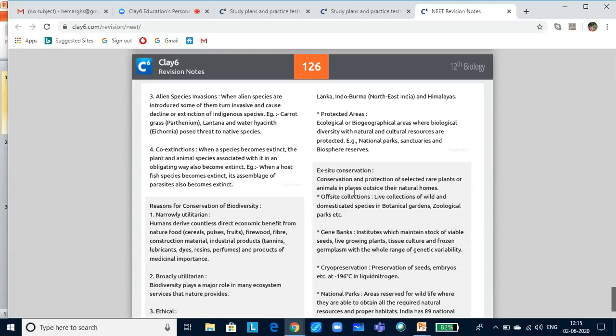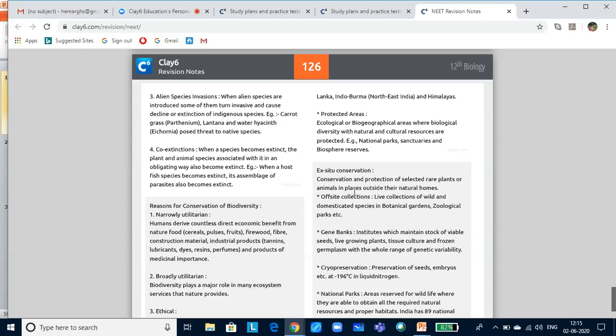For example, Nile perch introduced into Lake Victoria in East Africa caused more than 200 species of cichlid fish to become extinct. Recently, illegal introduction of the African catfish, that is Clarias gariepinus, for aquaculture purposes is posing a threat to the indigenous catfishes in Indian rivers.